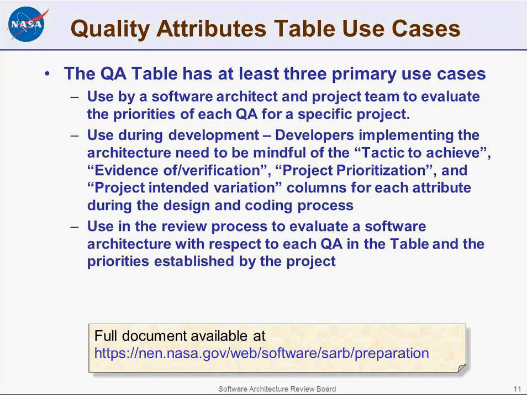So they can get the project intended variations column for each attribute to make sure that they're designing and coding appropriately. At least it's explicit what we're saying. And probably our favorite use is to be used in the review process.